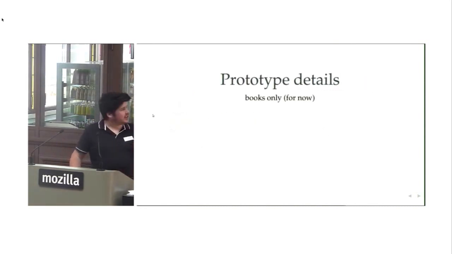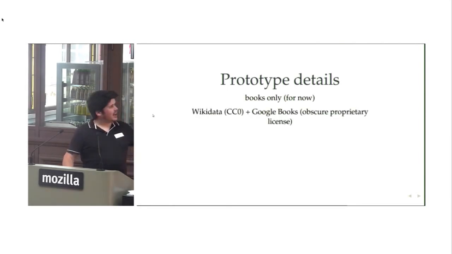So it's only books for now, because as I say, it's just about making a first step in the direction of mapping resources with open knowledge. So I try to keep it doable, pragmatic. So it's books only for the moment. The data comes from Wikidata, and I will talk about that more later. So it's CC0, so it's public domain data.